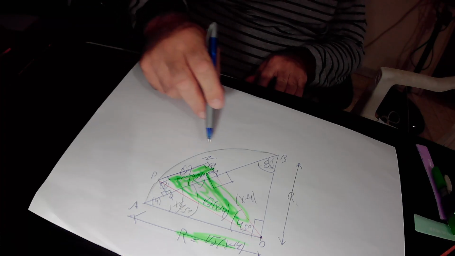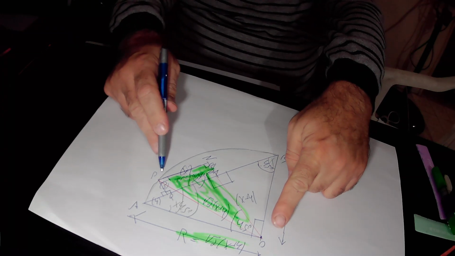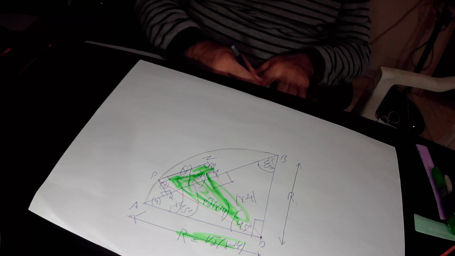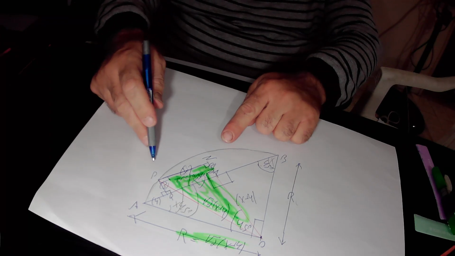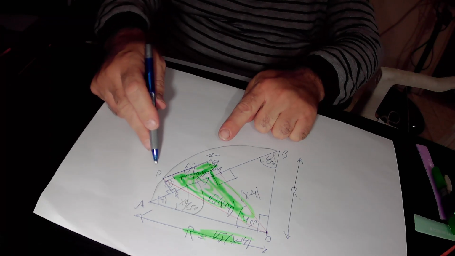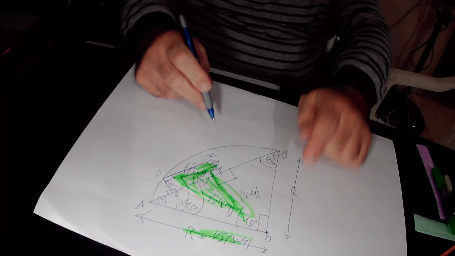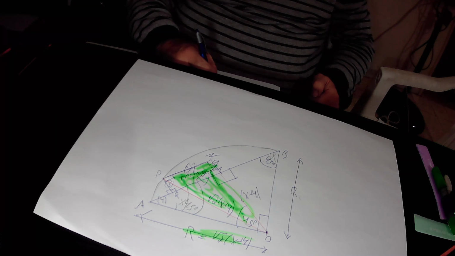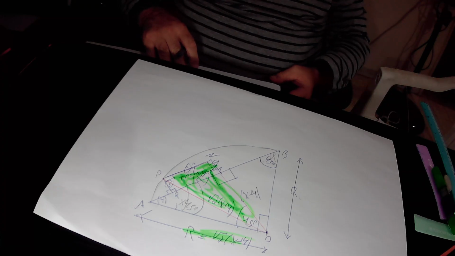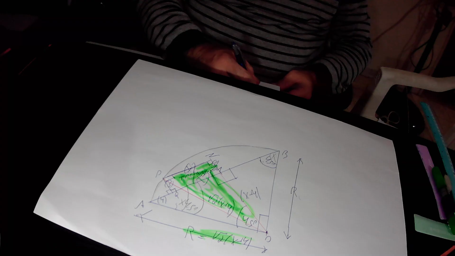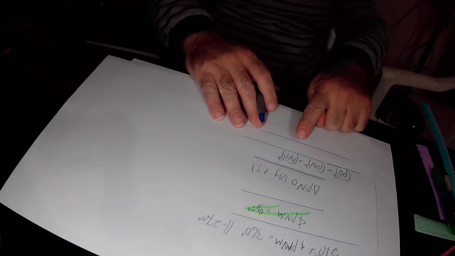So in this right triangle PNO, according to the Pythagorean theorem, PO squared, that is the square of the hypotenuse, equals PN squared plus NO squared. Repeat again: in this right triangle PNO, according to the Pythagorean theorem, the following equation is true. PO squared, that is the square of the hypotenuse, equals PN squared plus NO squared.